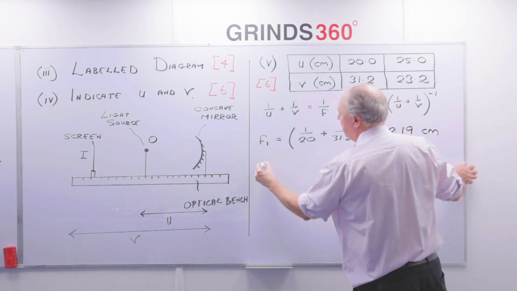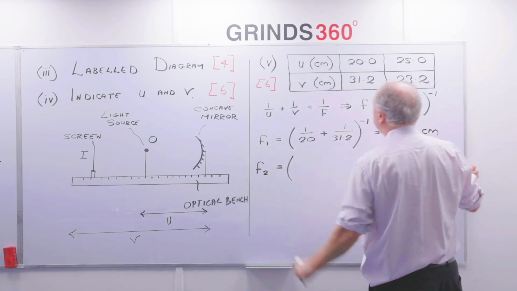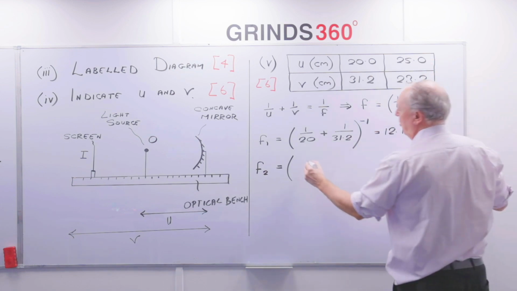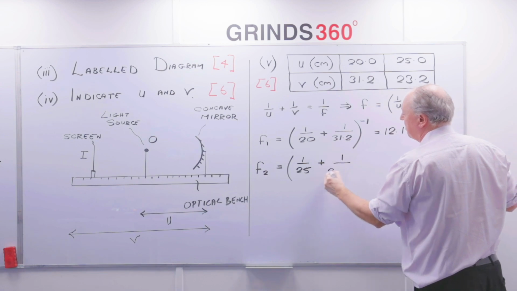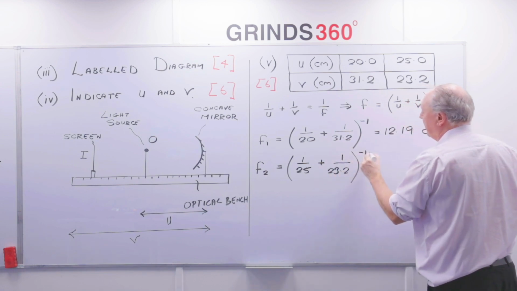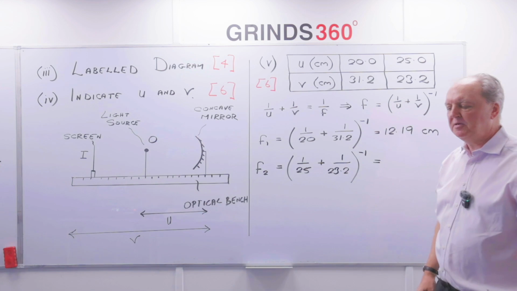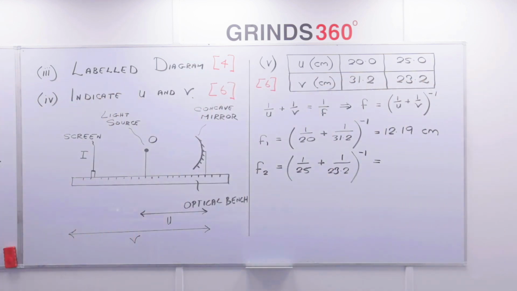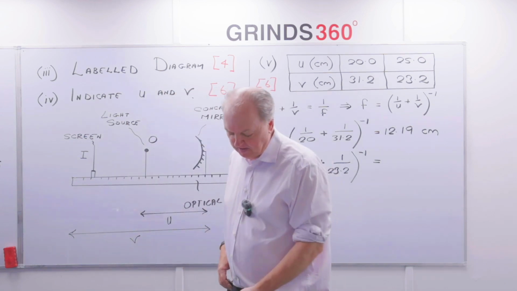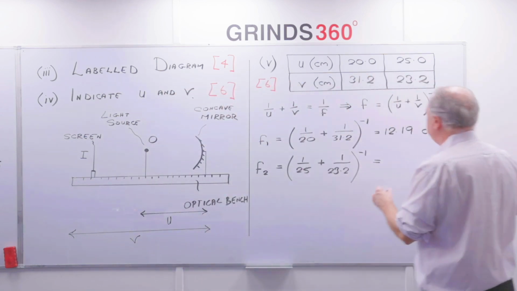Now let's work out F2. So put in the next set of results. 1 over 25 plus 1 over 23.2, all to the power of minus 1. You put that into your calculator. You don't need me to do it for you. You just work ahead and do that yourself. And the answer you will get to 2 decimal places is 12.03 centimeters.